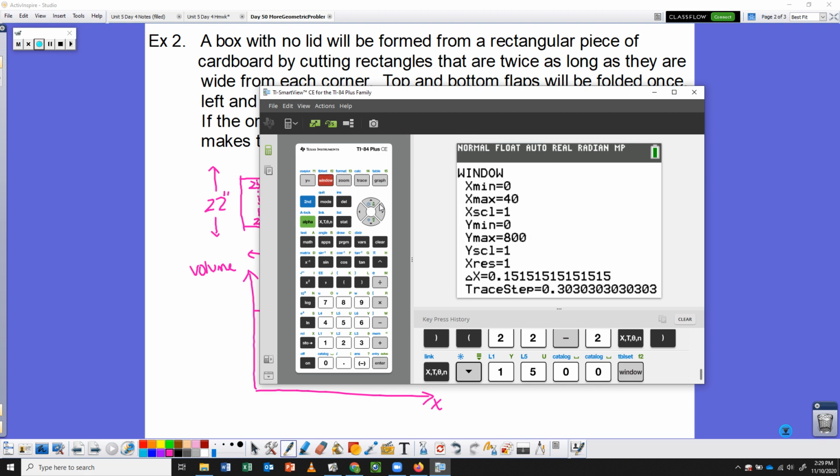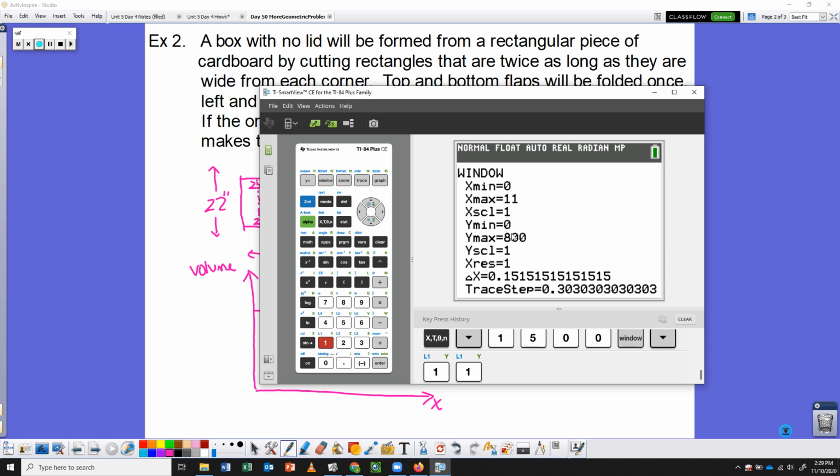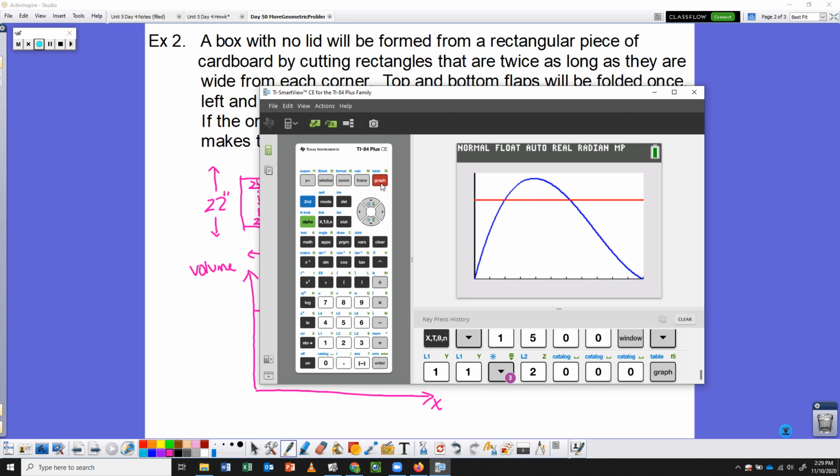We've already said that x min should be 0, x max in this problem should be 11. We know that y min is going to be 0, and we know that the y max has to go over 1500 cubic inches. So I'm going to let it go all the way up to 2000 just to see what that looks like. And there's my graph. So this is a pretty good graph. In fact, I wouldn't even mess with this viewing window anymore. I can see the places where the volume curve and the 1500 cubic inches line cross. And so my next step is to find those points of intersection. But first, let me try to graph what we've got so far.